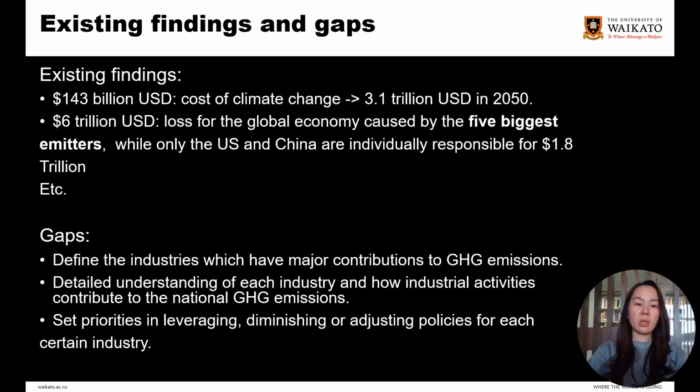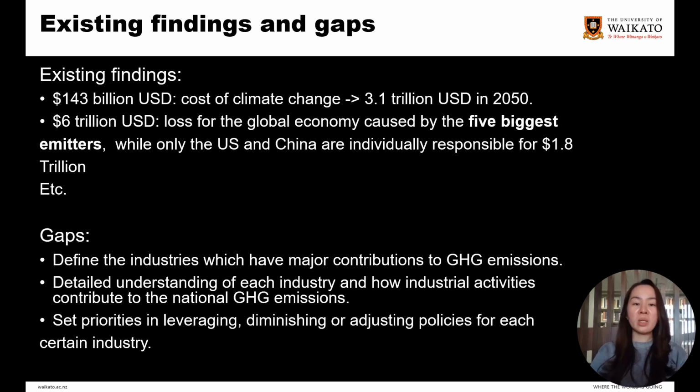So what has been recorded? 143 billion US dollars was the cost that our planet has had to pay for climate change during the last 20 years, and this number is projected to be 3.1 trillion US dollars in 2050 if we keep this pace. 6 trillion US dollars is the loss of the global economy caused by only the 5 biggest emitters, while the US and China are each responsible for 1.8 trillion US dollars.